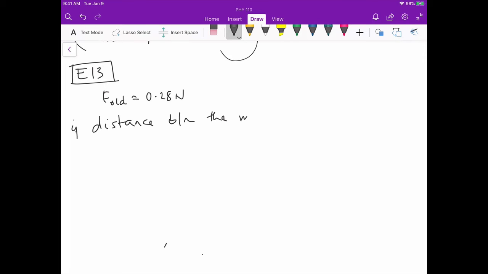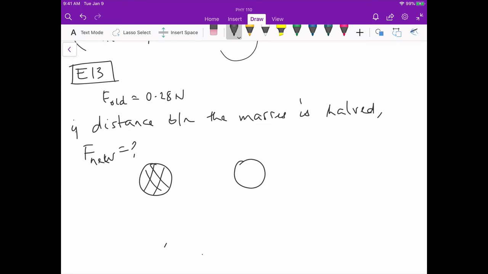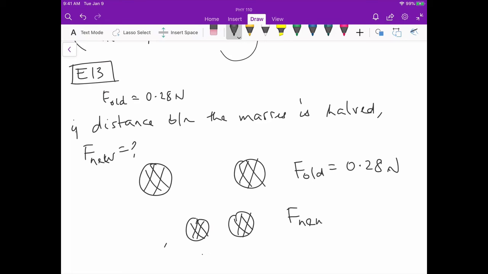Now it states, if the distance between the masses is halved, now how much would be your new force? You can imagine the distance between them was 1 meter. When they were like this, consider it your old force. Now the distance between them is halved. You can consider this as a new force. How much would be the force?